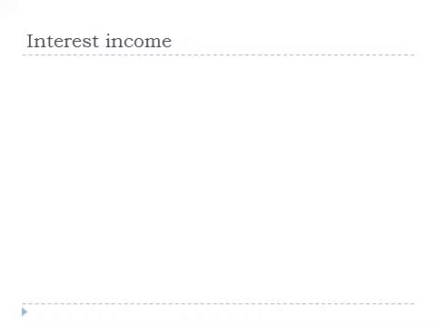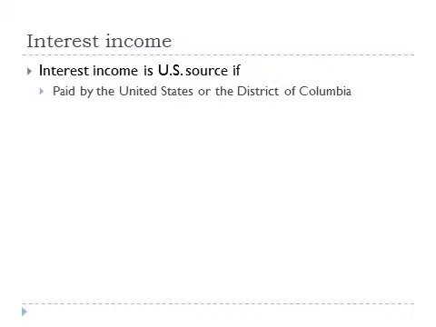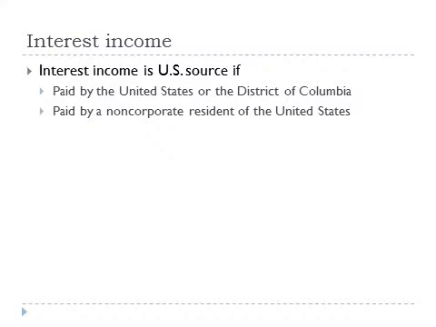Let us begin with interest income. Interest received is U.S. source income if it is paid by the United States or the District of Columbia, it is paid by a non-corporate resident of the United States, or it is paid by a domestic corporation.